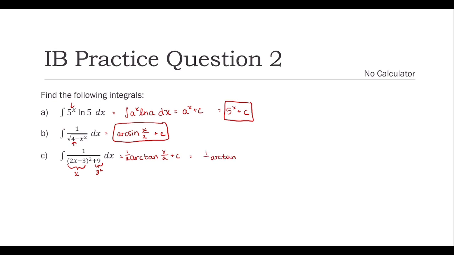Our 1 over a would be 1 over 3. Our x here is 2x minus 3 over our a value, which is 3. And then since we had a composite function, we need to do 1 over the value in front of our x times that. So it's going to be 1 over 2 times all of that plus c. So this equals 1/6 arctangent of (2x minus 3) over 3 plus c. And that's it for this question.